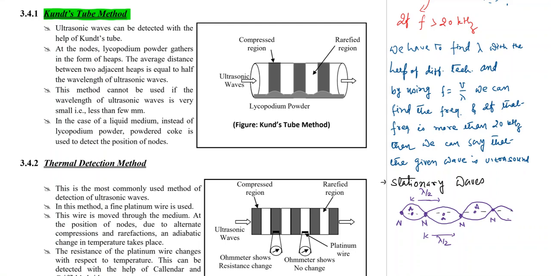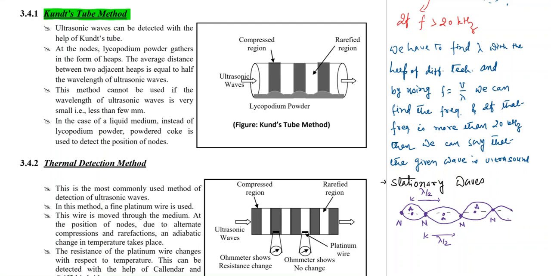So the distance between two antinodes or between two nodal points is lambda by 2, and if we measure this distance lambda by 2, then we can find out lambda, and with the help of lambda we can find out the frequency and detect whether the given wave is ultrasound or not. So here is the Kunz tube method.